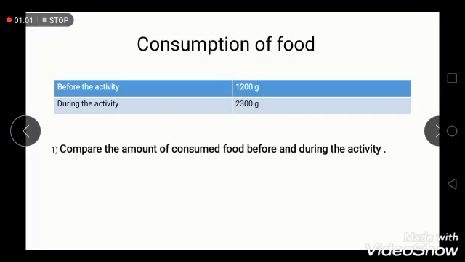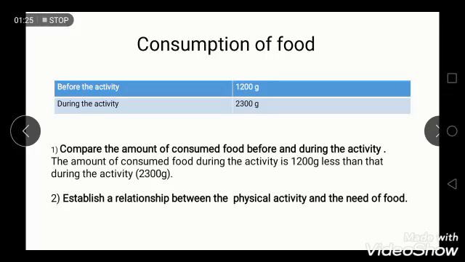If I have a look at the table, I will see that the amount of consumed food before activity is 1,200 grams, less than that during the activity, which is 2,300 grams. So what happens to the amount of consumed food during the activity? It increases.